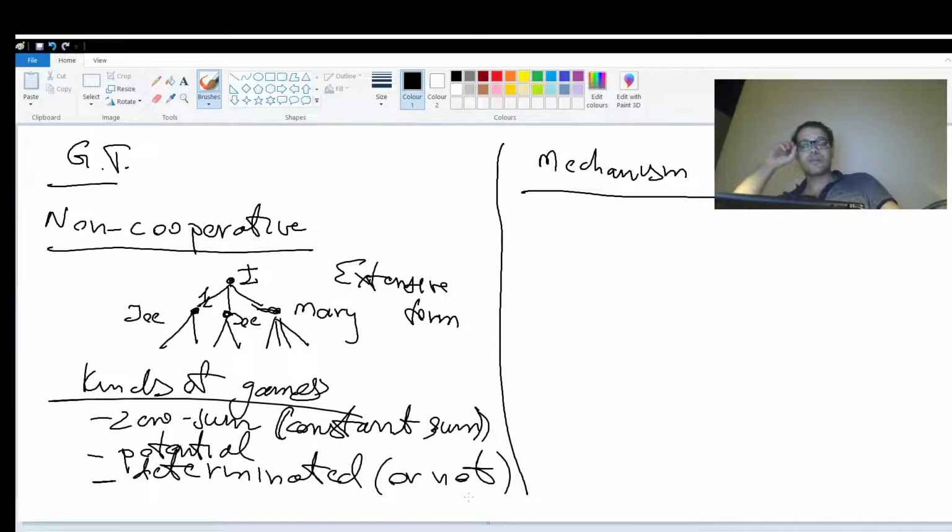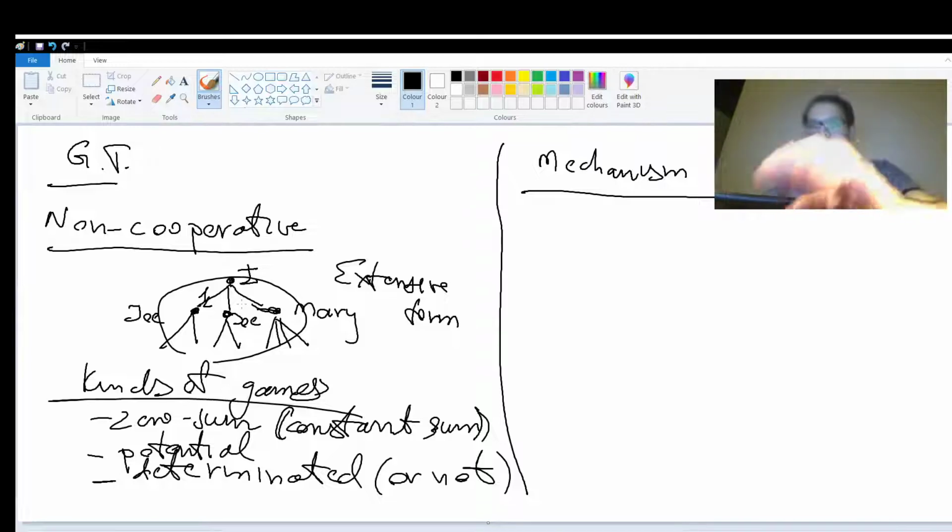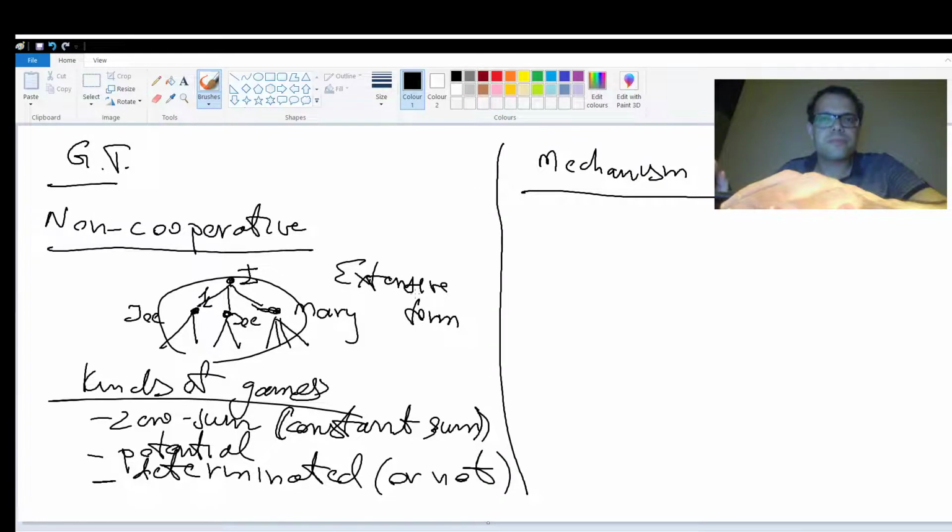Otherwise, it is not determinate. In many simple games, it's possible to prove that it's determinate. For example, if you have a tree like the one I drew here. But in many much more complicated cases, when, for example, you don't have full information, you don't know exactly how you got to some situation, then it can be non-determinate. Okay, so this all was for non-cooperative games.